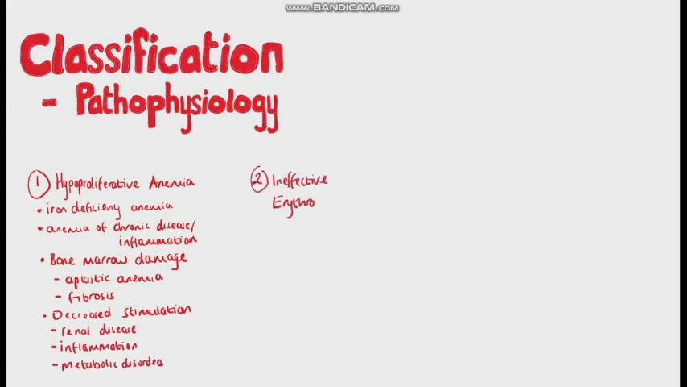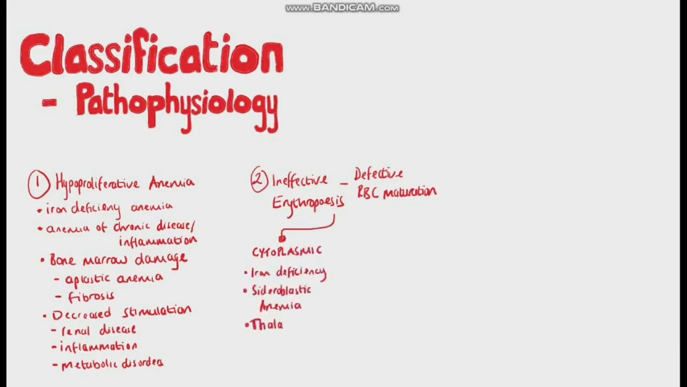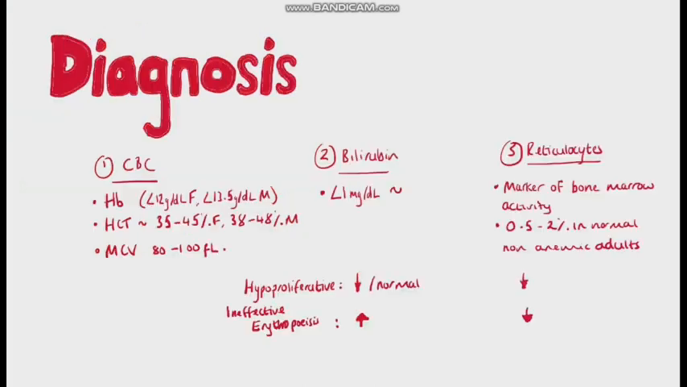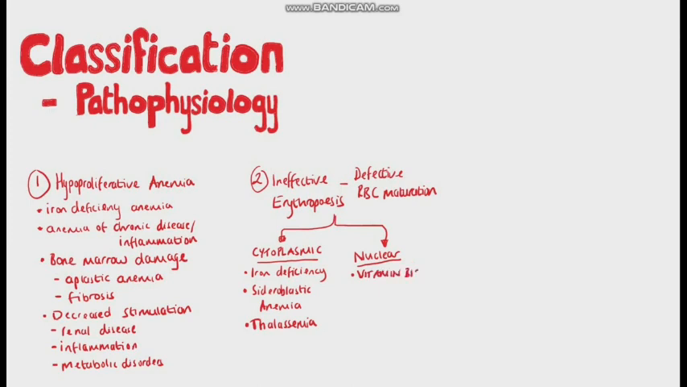Ineffective erythropoiesis means that the bone marrow may be working correctly, but some external factor is limiting the production of red blood cells. So think of it more as a problem in the maturation of the red blood cells rather than the production. We can split these into cytoplasmic and nuclear issues, cytoplasmic issues being seen in iron deficiency anemia, sideroblastic anemia, and thalassemia, while in nuclear issues we have folate and vitamin B12 deficiency.